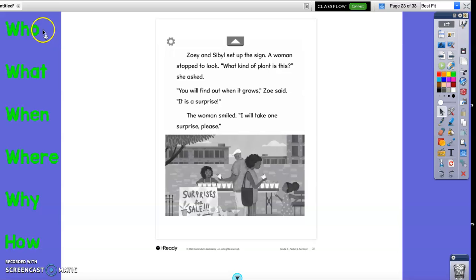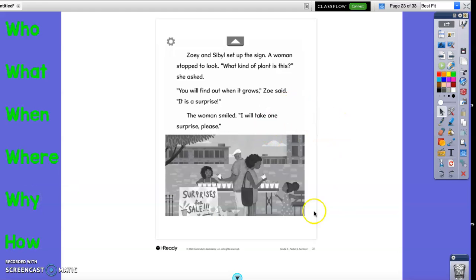Okay, so we know our who's. We've had a lot of what's. When is all this happening? During the sale, right? She was getting ready for the sale, and now it's at the sale. Where? They're outside. It looks like they're outside on the sidewalk. Why is she doing this? She's wanting something to sell at the sale.